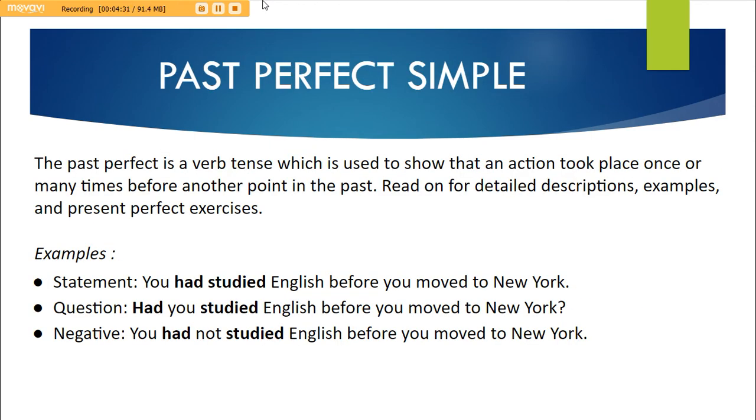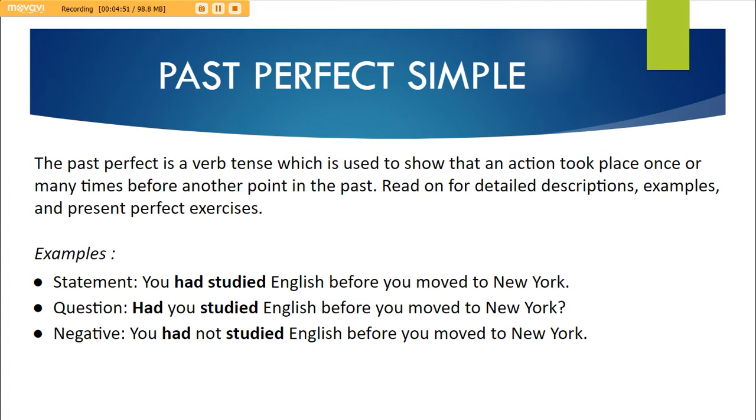The past perfect simple. The past perfect is a verb tense which is used to show that an action took place once or many times before another point in the past. Read on for more detailed descriptions, examples, and past perfect exercises.